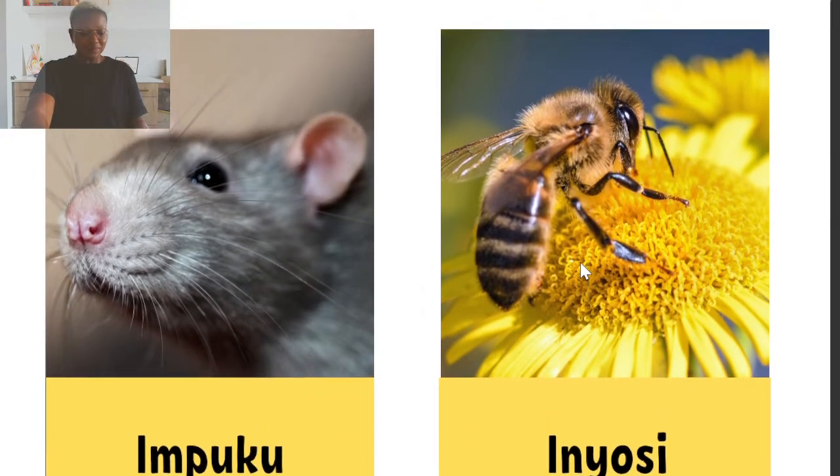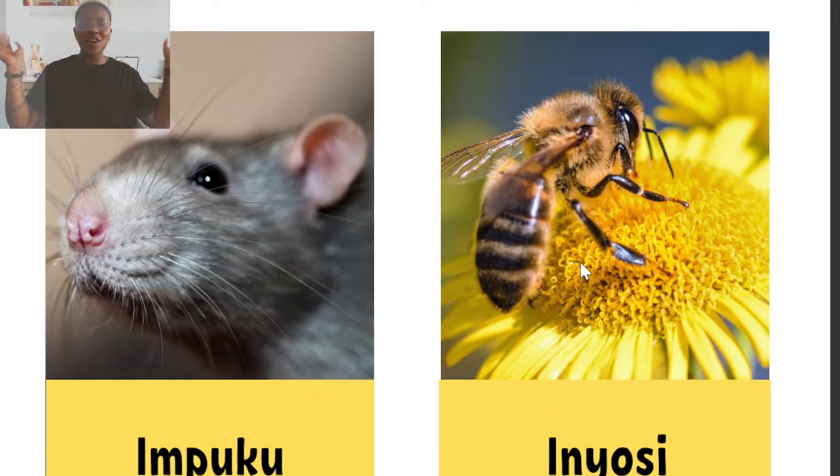I live in America. Ruining me. I don't know who else feels like this. Like, I can't even look at it. It's impuku. Impuku for a mouse. And a bee is inyosi.